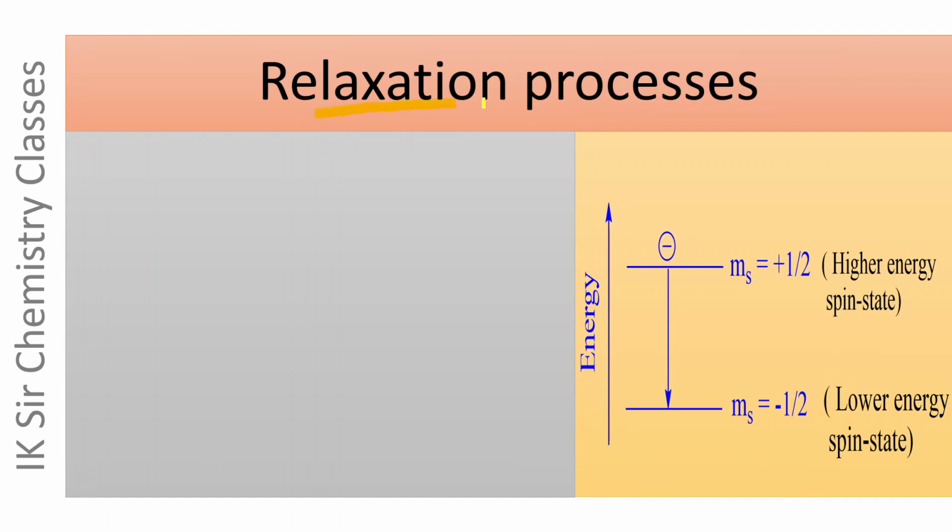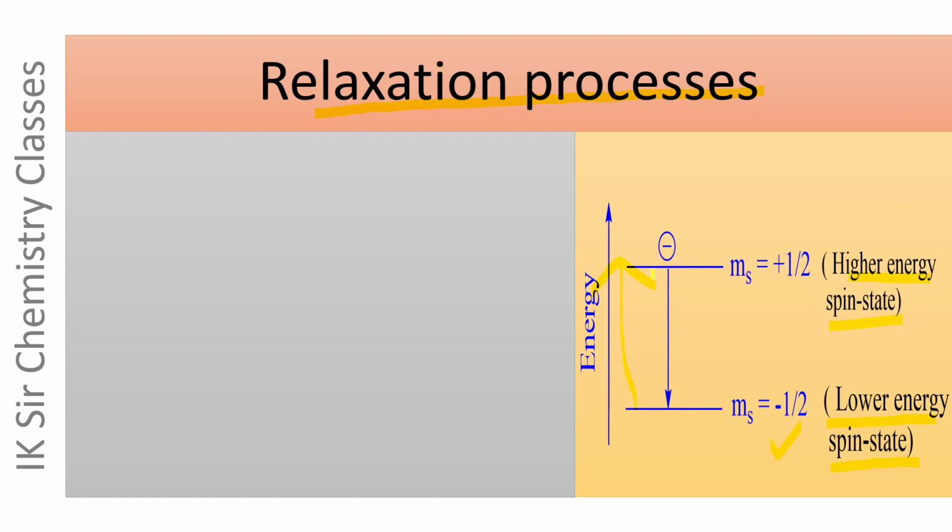Relaxation process. This is the ground, lower energy spin state of electron with ms equal to minus half, and ms equal to plus half is the higher energy spin state. The transition of an electron from the lower energy spin state to the higher energy spin state takes place by absorption of electromagnetic radiation, generally in the microwave region.